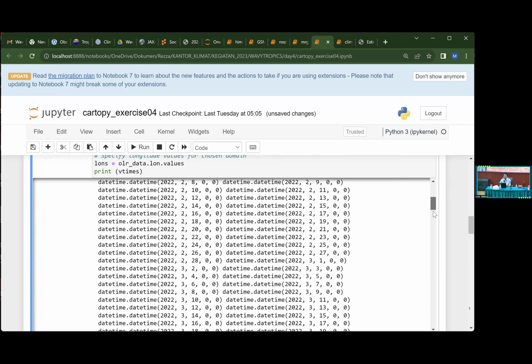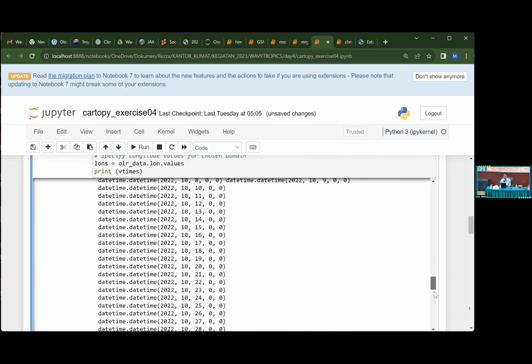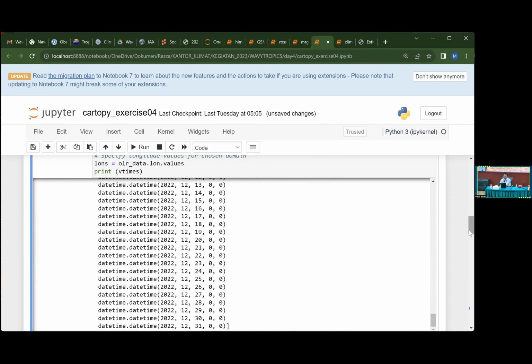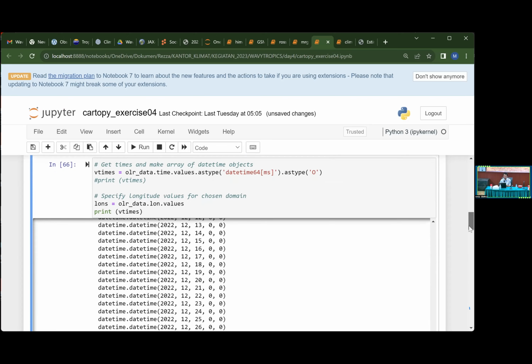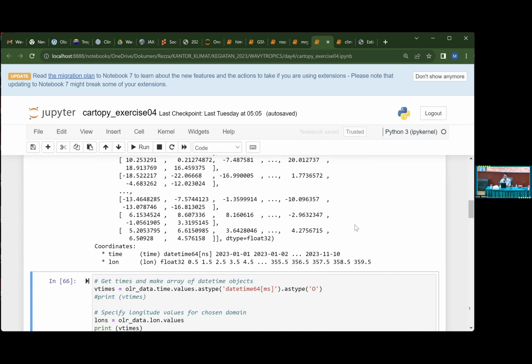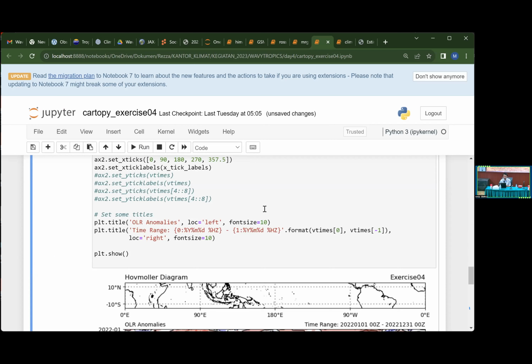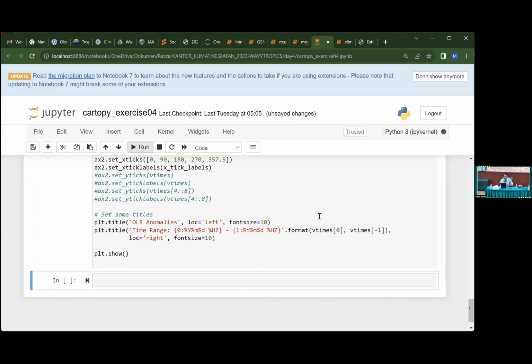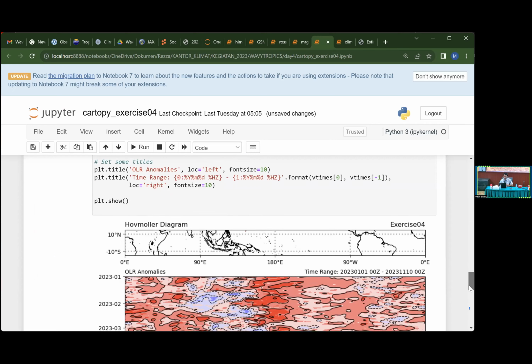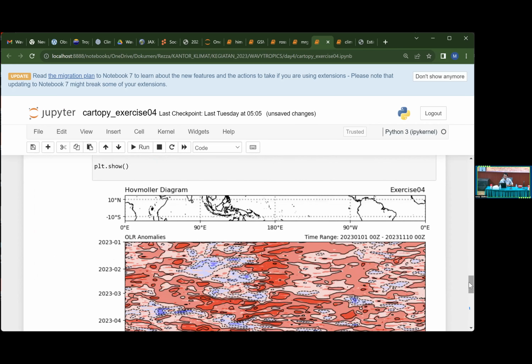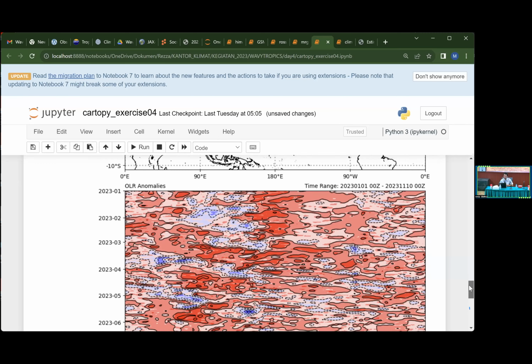Okay, so here is the output. And then run the next. And the last is we try to plot the Hovmöller diagram. Okay, so now I plot this with the map, so you can see the location of the maritime continent.